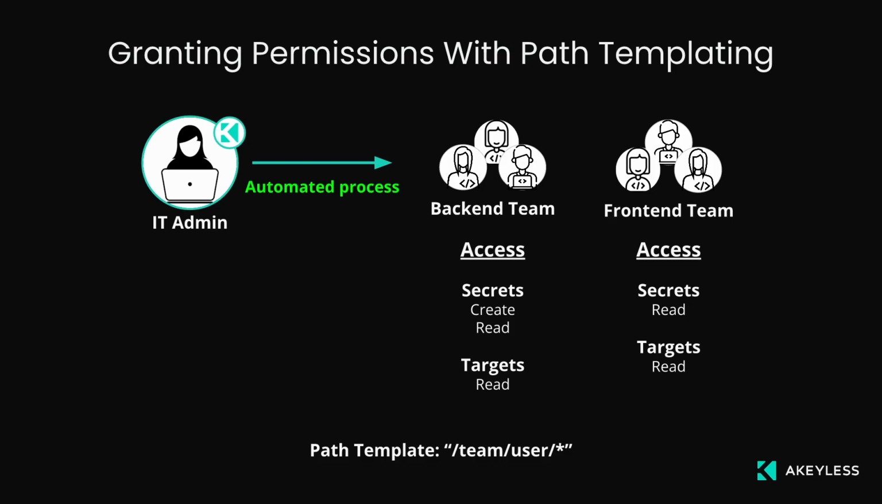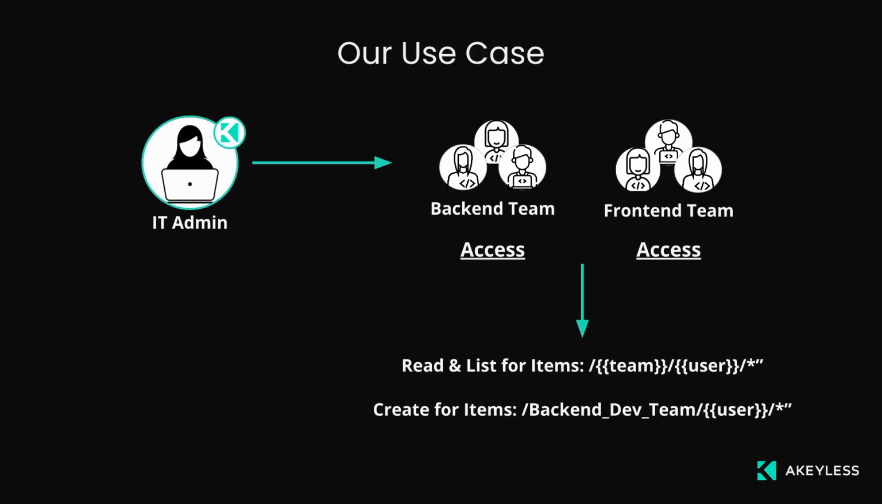For example, if I have an account with a specific group of subclaims, I may want to offer create or read access to secrets or targets within a user's unique path. Path templating allows us to do this for many users at once, rather than manually giving specific access to each individual user and role. In this example, we will be demonstrating how the IT admin will be able to grant all back-end team members and front-end team members read access to secrets in their personal folders. Moreover, we will give create access to secrets only to the back-end team members within their personal folders. Let's see how this is done in practice.